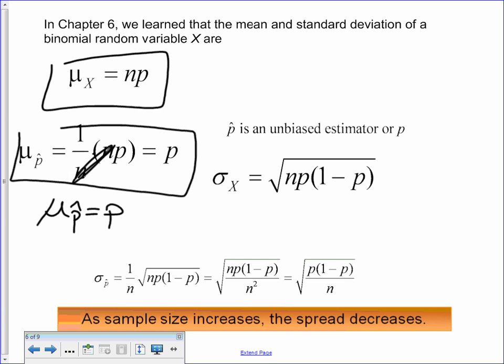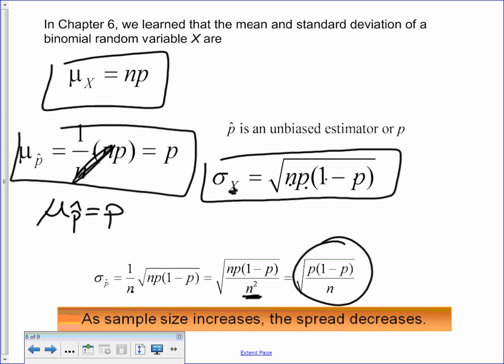And then we saw that the standard deviation of x in a binomial distribution was the square root of n times p times 1 minus p. So the standard deviation of p hat is going to be 1 over n times that, and then when you smush the n in, the n inside the radical becomes n squared. And so we get this: the standard deviation of p hat is the square root of p times 1 minus p over n.